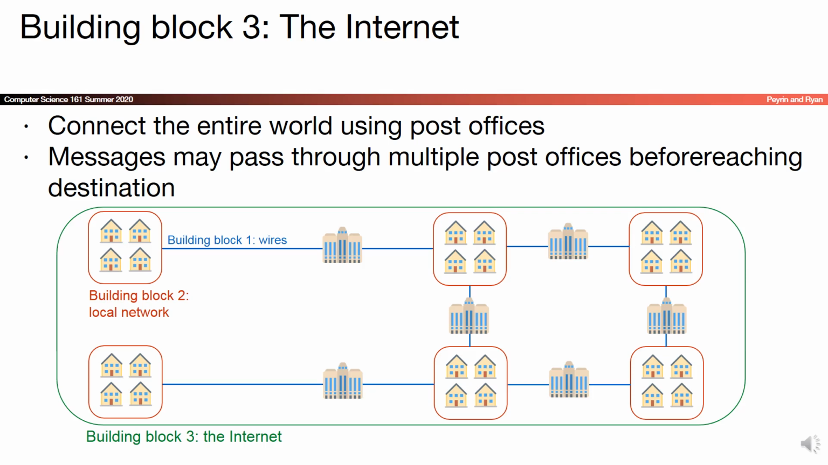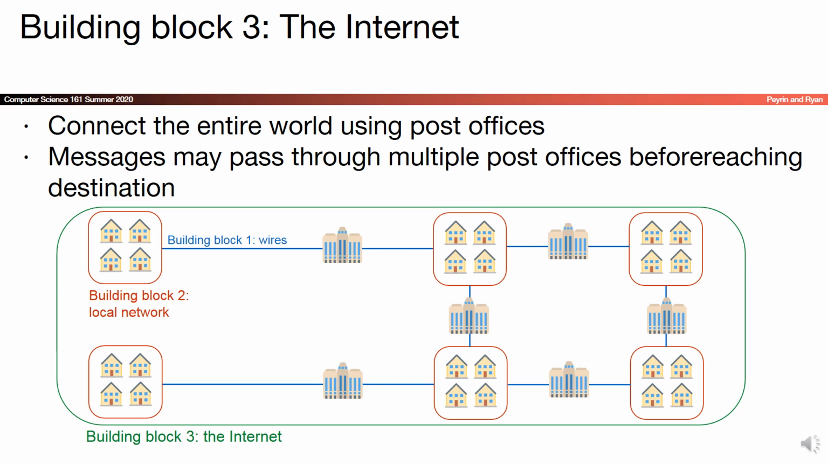Okay, so now we have a way to connect two separate apartment complexes with one post office. So a natural extension of this idea is to have lots and lots of post offices, and together they're going to connect all of the apartment complexes and all of the buildings in the world, and now we have a way to send messages to anywhere in the world. So this is what the IP or Internet Protocol is.